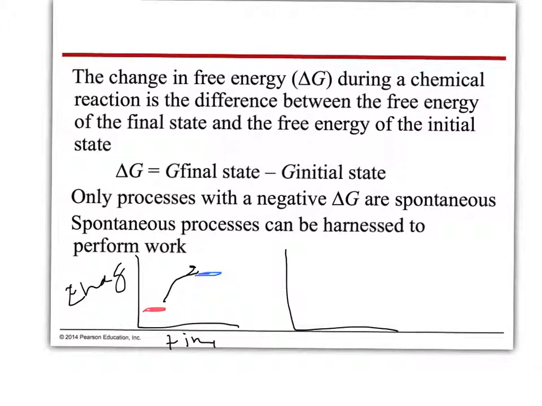On the flip side, we start with reactants having a higher energy state than products. It's like going downhill. You go downhill, it happens spontaneously. Energy is given off. The reactants are red.